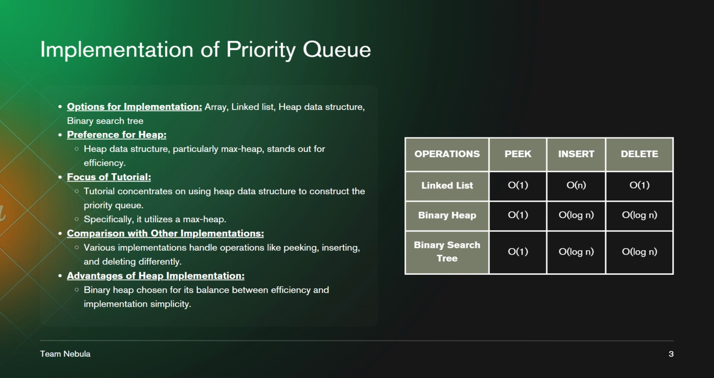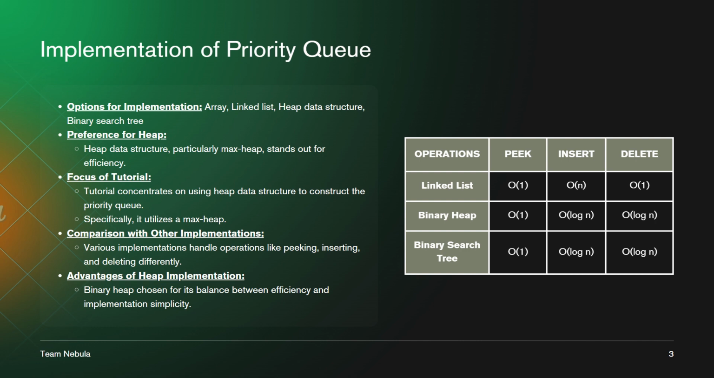For the linked list, the peek operation has a time complexity of big O of 1 as it directly accesses the head of the list. The insert operation has a time complexity of big O of n as it may require traversing the entire list to reach the insertion point. The delete operation has a complexity of big O of 1 as it removes a node given its reference.